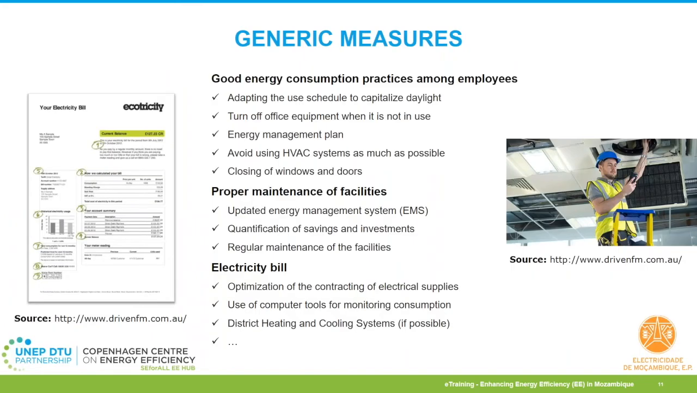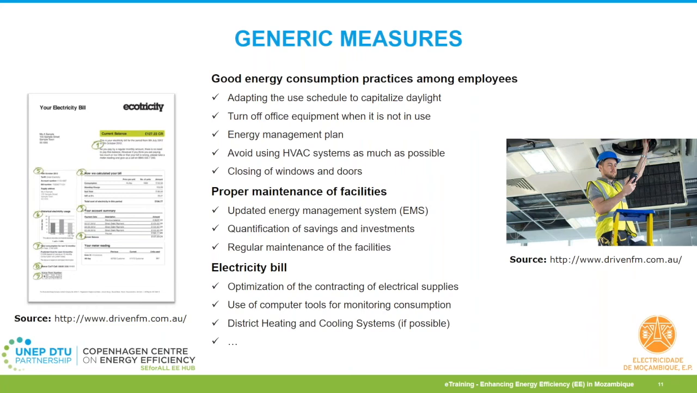Let's now have a look at the generic measures that can be implemented. First, good energy consumption practices among the employees, which consists of adapting the building use schedule to capitalize on daylight, or turning off office equipment when it is not in use, or creating an energy management plan, as was explained earlier. Also closing the windows and doors when the AC is on, etc.